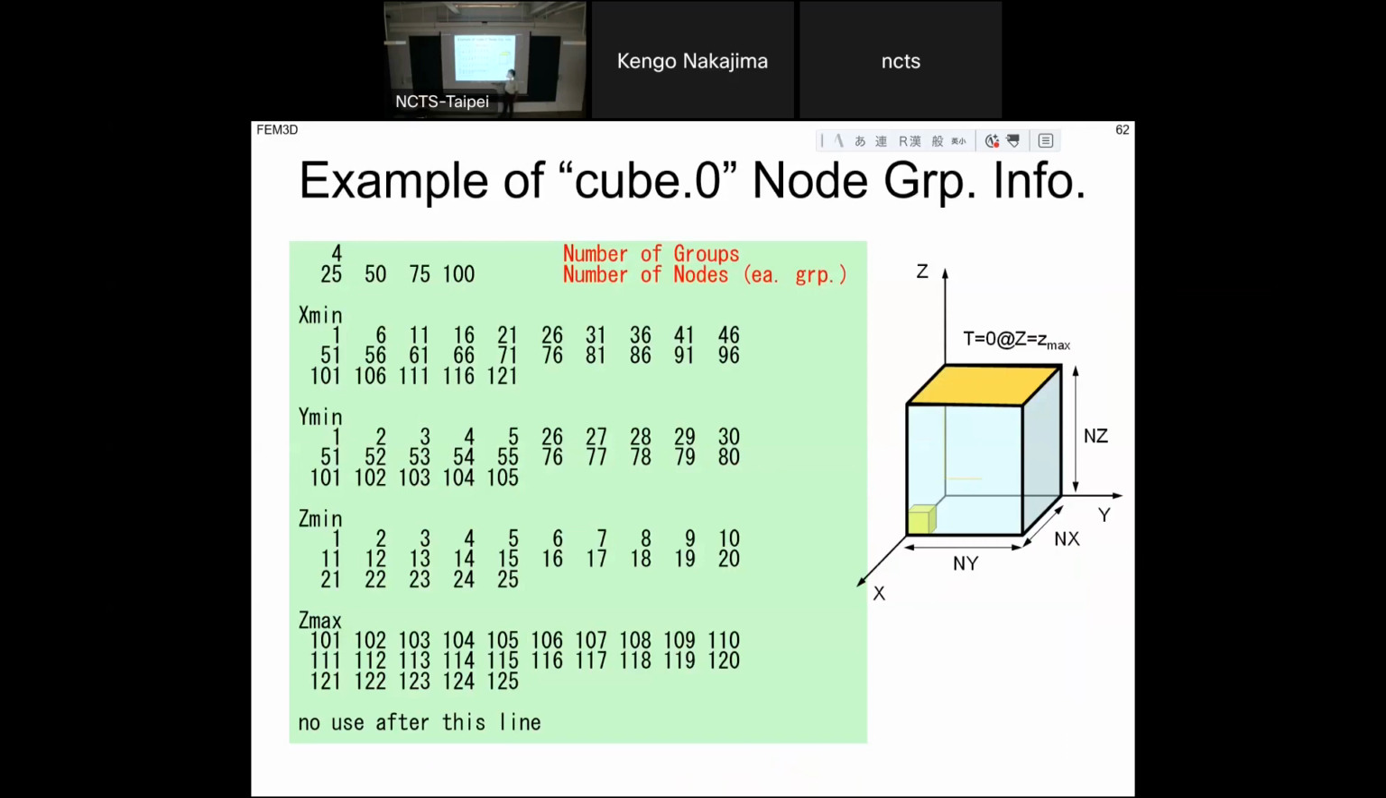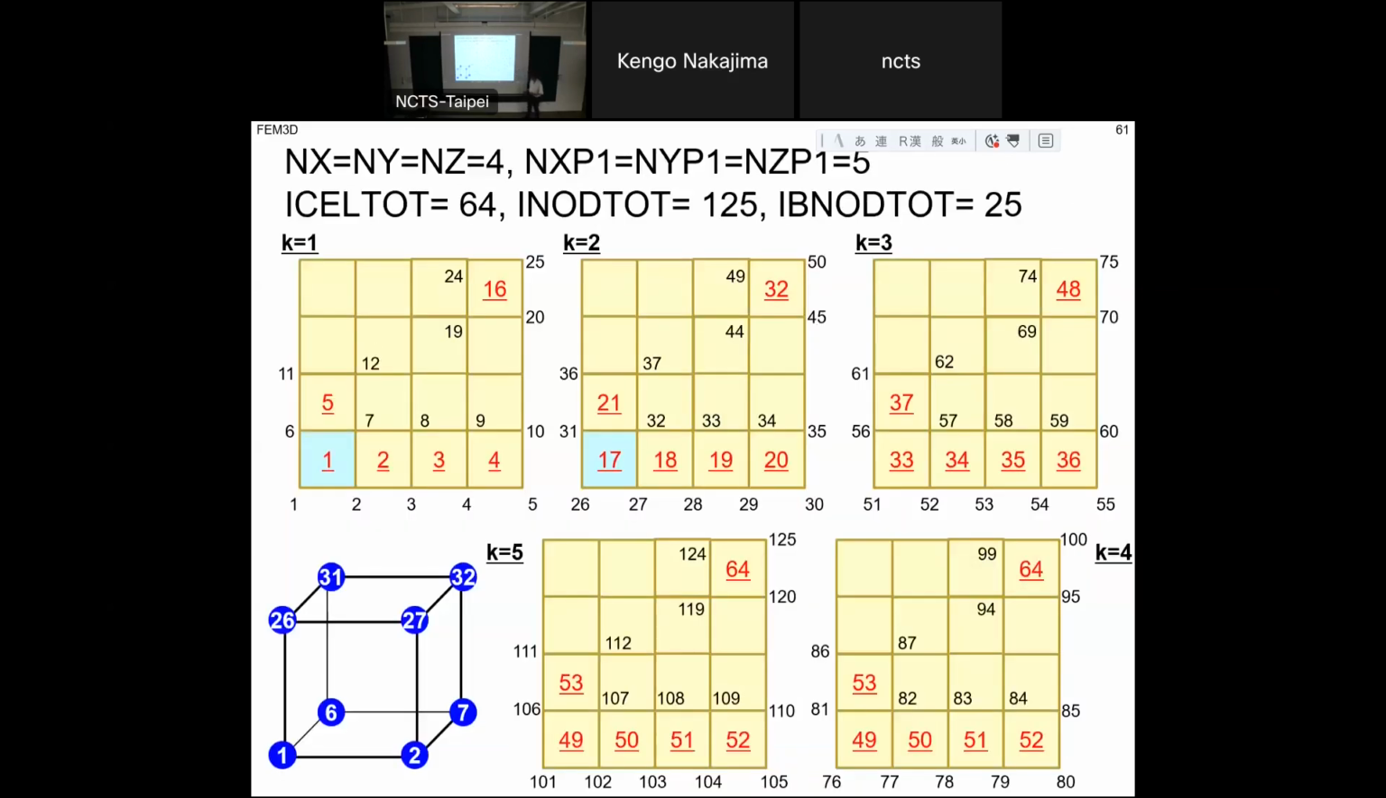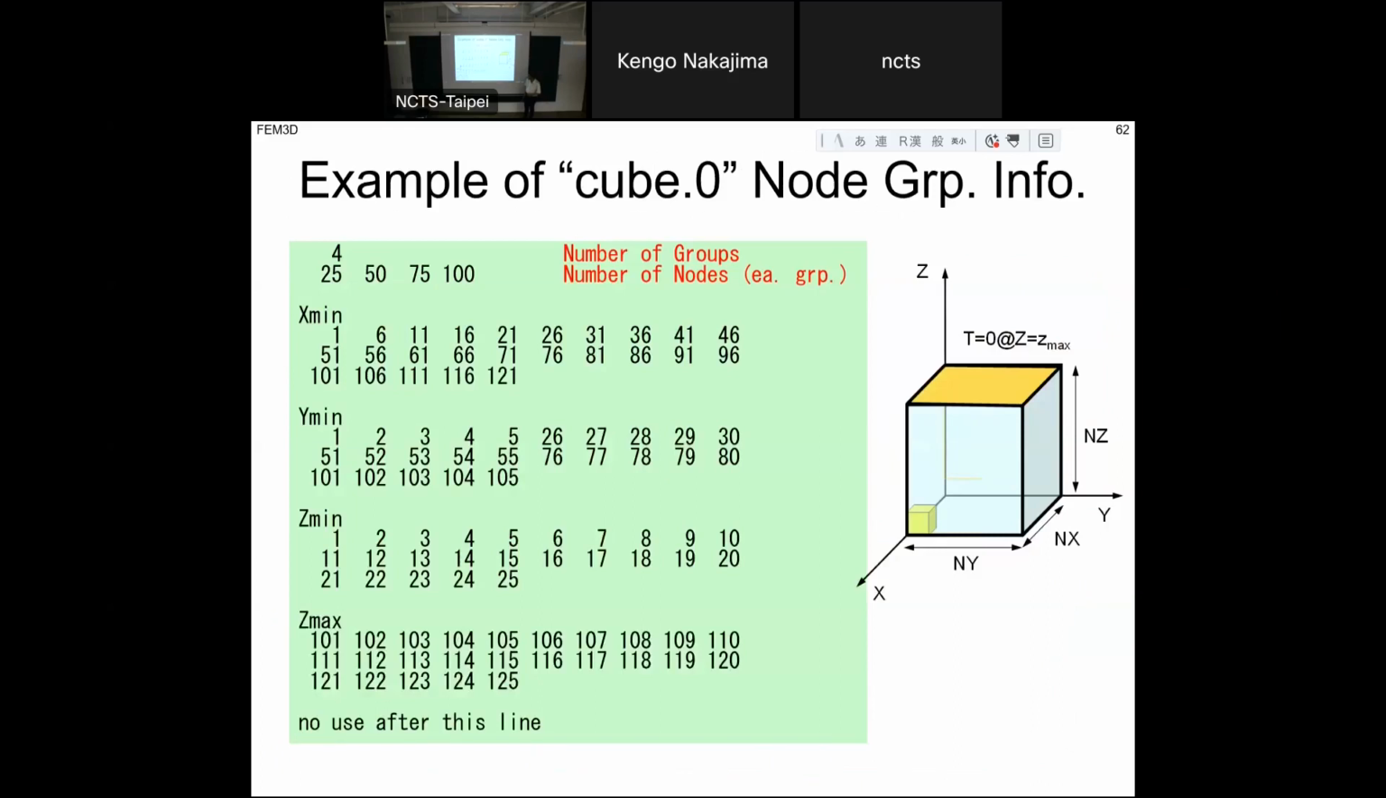As I mentioned, each group has 25 nodes. For example, Zmax is the top surface where we specify the Dirichlet boundary conditions. If you go back to the previous page, the top surface is from 101 to 125, so we have 25 nodes. You can see that Zmax is 101 to 125.